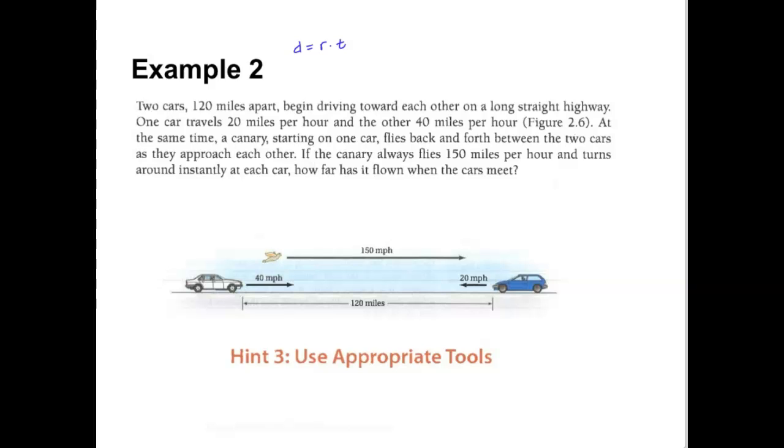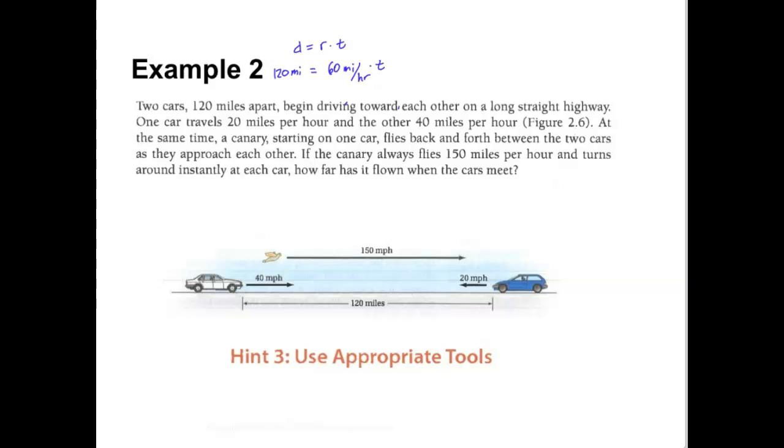All right. So since the cars are driving directly at each other, we can figure out how long it would take them to meet, right? So since one's going 40 miles per hour and one's going 20 miles per hour, they're actually approaching each other at 60 miles per hour. Does that make sense? The other thing we know is that the distance they start apart is 120 miles, right?